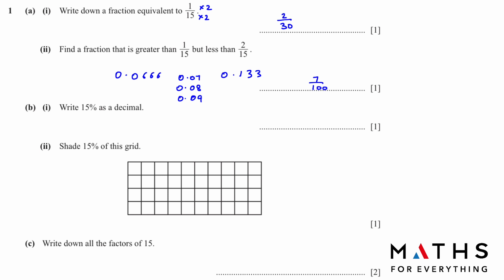B1, write 15% as a decimal. 15% means 15 divided by 100. So put this in the calculator and you will get 0.15.